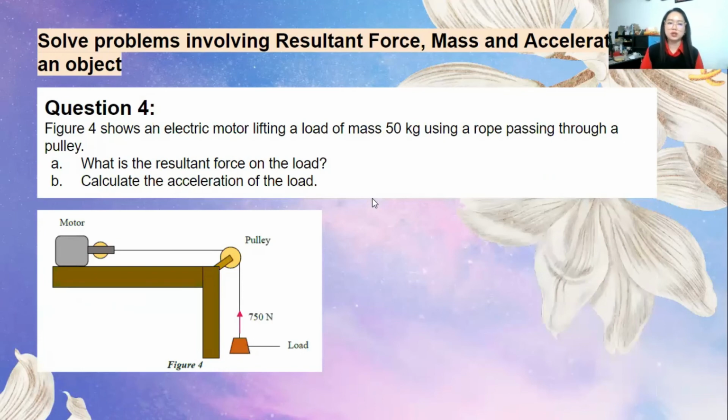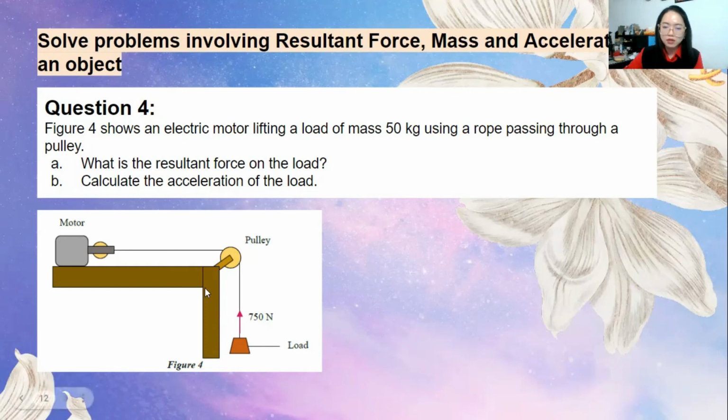Now, last question. Figure 4 shows an electric motor lifting a load of mass 50 kg using a rope passing through a pulley. What is the resultant force of the load? Calculate the acceleration of the load. When you see this question, compared to my previous example, it will be slightly different. In the previous video that you see on YouTube, I have a trolley here. Do not feel stressed about it, because I don't have a trolley here. So I'm just going to refer to this part.